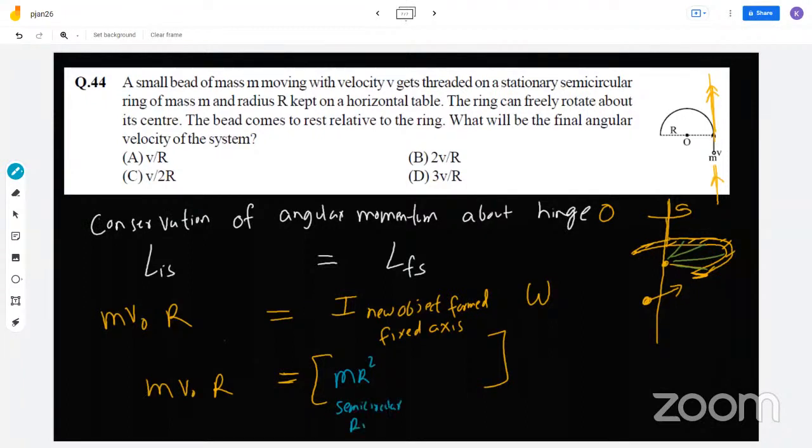Semicircular ring or circular ring, all particles are at distance r. So since every particle is at r, when you sum all the dm, it has to be m. The distance r will come out of the integration. And what about the point mass? The point mass has gone and stuck there, so its moment of inertia is mass into distance square. Okay, so what will be the value of omega? V naught by 2 MR square, V naught by 2r.